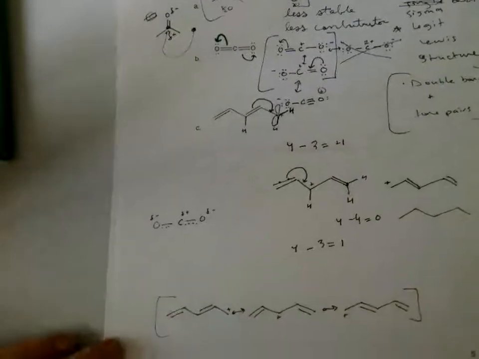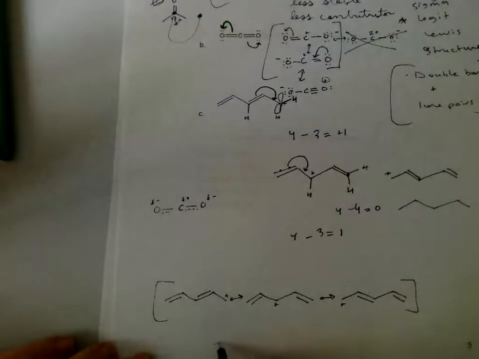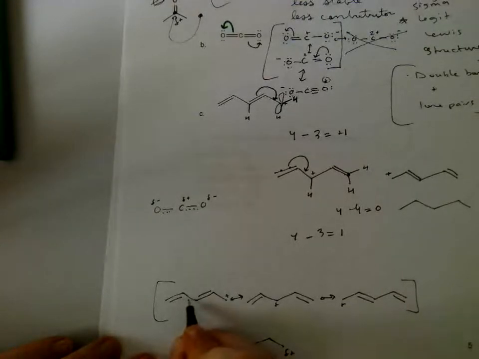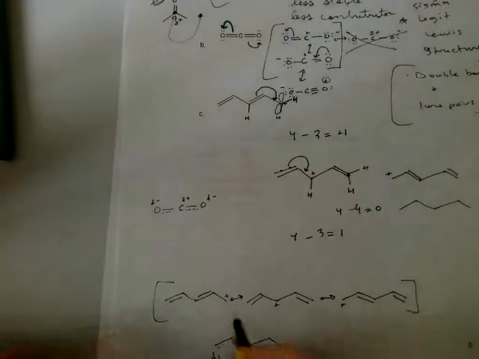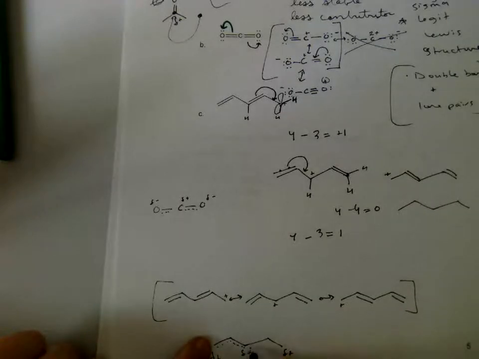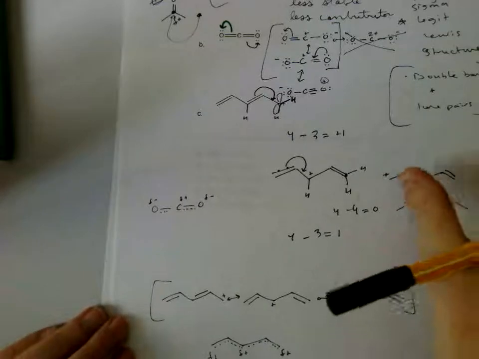So the hybrid of all these are all pretty close to the same stability. This is a little bit more stable. We'll get into that in a later chapter, but pretty close. So the hybrid of all these has a partial positive on each of the carbons where the positive was shared. And then the double bonds, this double bond was here and here. This double bond in the middle was here and here. So those 2 double bonds are kind of spread among the whole thing.